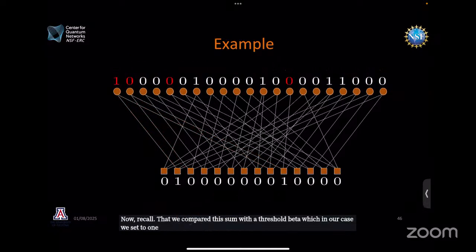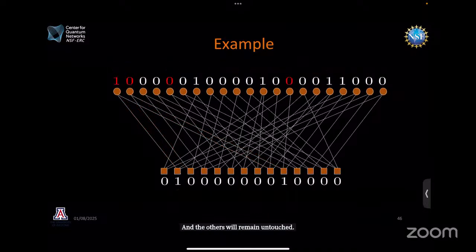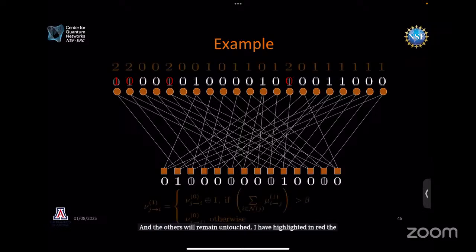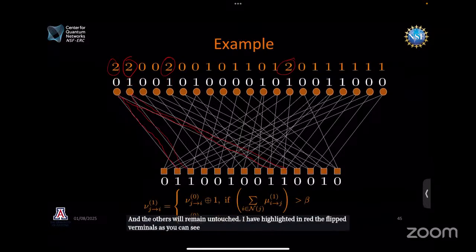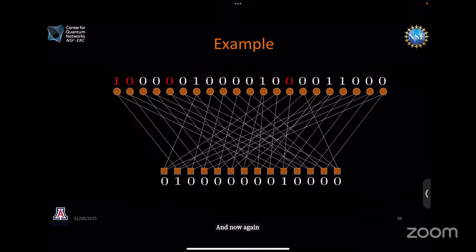And therefore, all the variable nodes with value 2 will be flipped, and the others will remain untouched. I have highlighted in red the flipped variable nodes. As you can see, if it was 0, now it's 1, and if it was 1, now it's 0. And now, this was one iteration of this flipping, and we proceed with the second one.